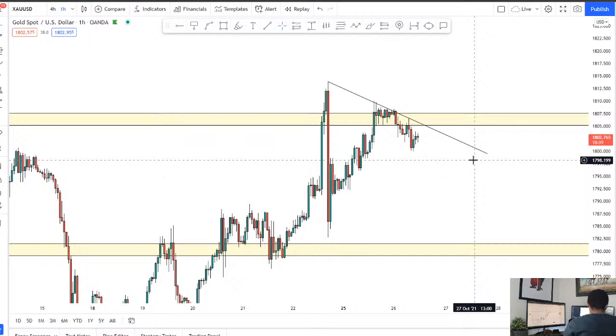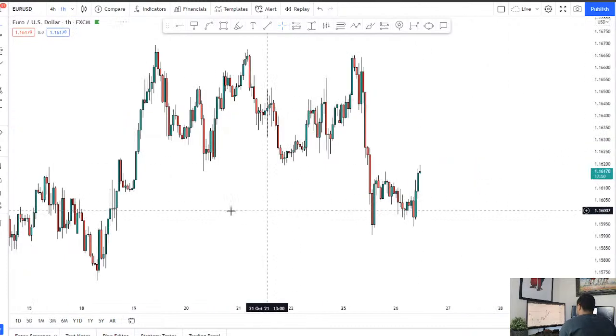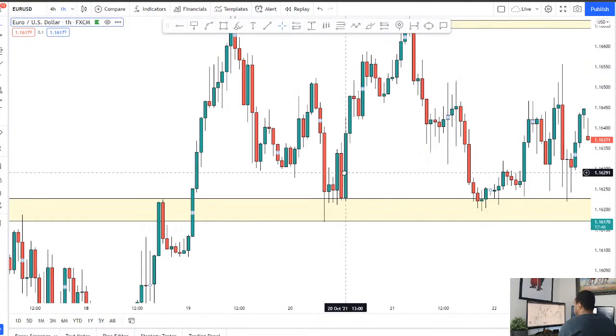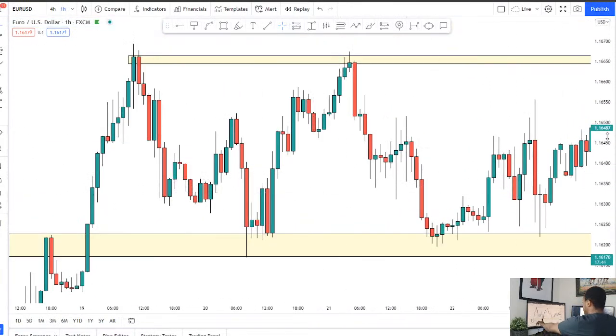Impulse entries. I don't normally enter my trades on impulse entries. Well, kind of, I enter my trades on, you know, strong candlestick patterns. For example, like the Euro USD trade that I took last week or the week before actually.